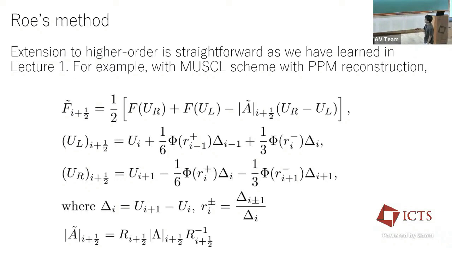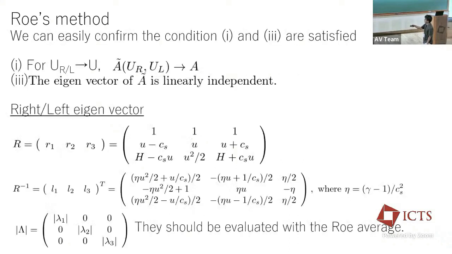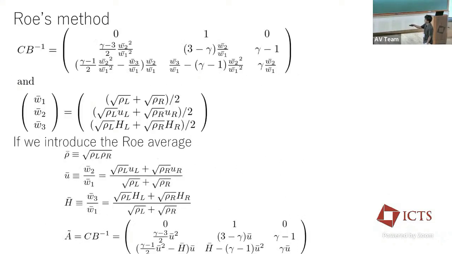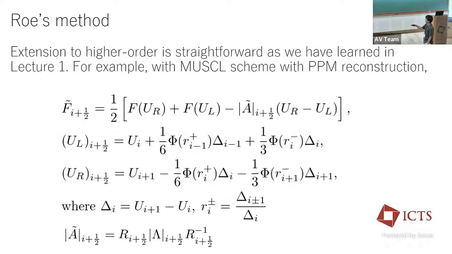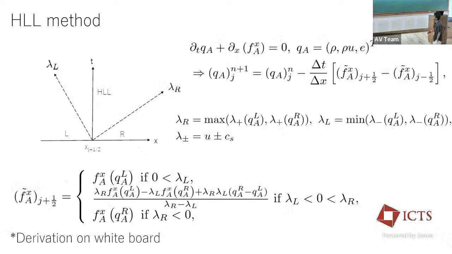Now you have a higher order expression for U_R and U_L, and then you calculate the Roe average of the u bar, H bar, and rho bar, also these expressions. Then you can evaluate the physical flux at the L and R states, and here is the Roe matrix. This is a higher order scheme in the Roe method. So the other method is okay.